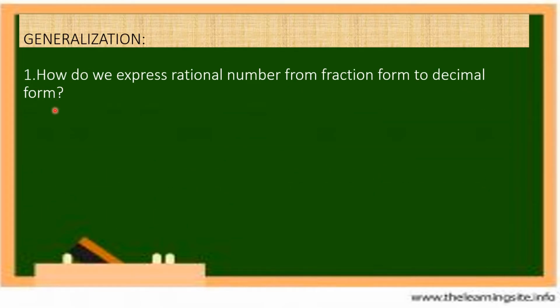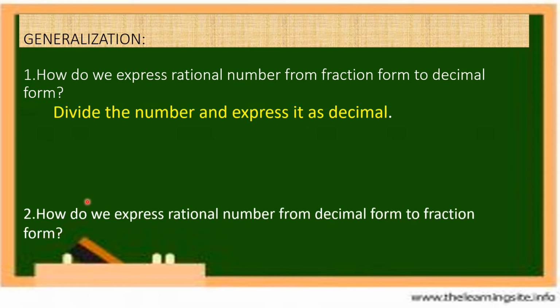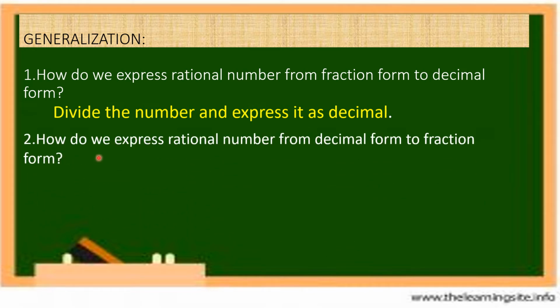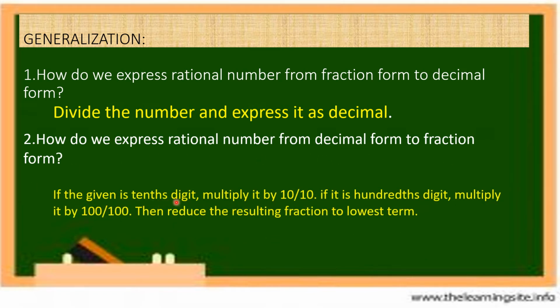So we have our generalization. How do we express a rational number from fraction form to decimal form? Divide the numerator by the denominator and express it as a decimal. Number 2, how do we express a rational number from decimal form to fraction form? If the given is in tenths, multiply it by 10 over 10. If it is in hundredths, multiply it by 100 over 100. Then reduce the resulting fraction to lowest terms.